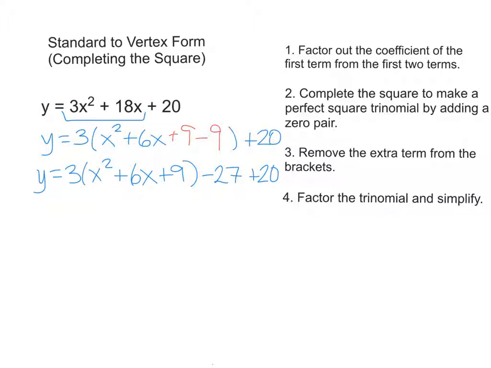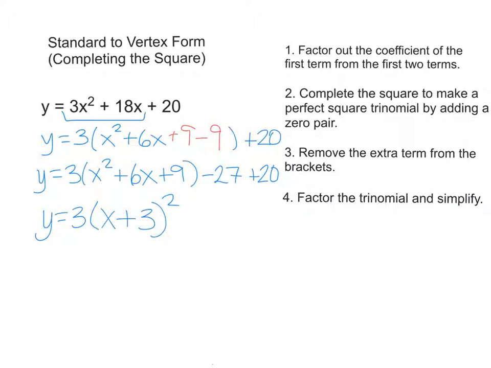The last step is to factor the trinomial and simplify. So, and remember we also did that. How do we factor that perfect square trinomial? Take the square root of the first term, x. The sign of the second term, it's a plus. And then the square root of the last term, which makes it a 3, and then squared.